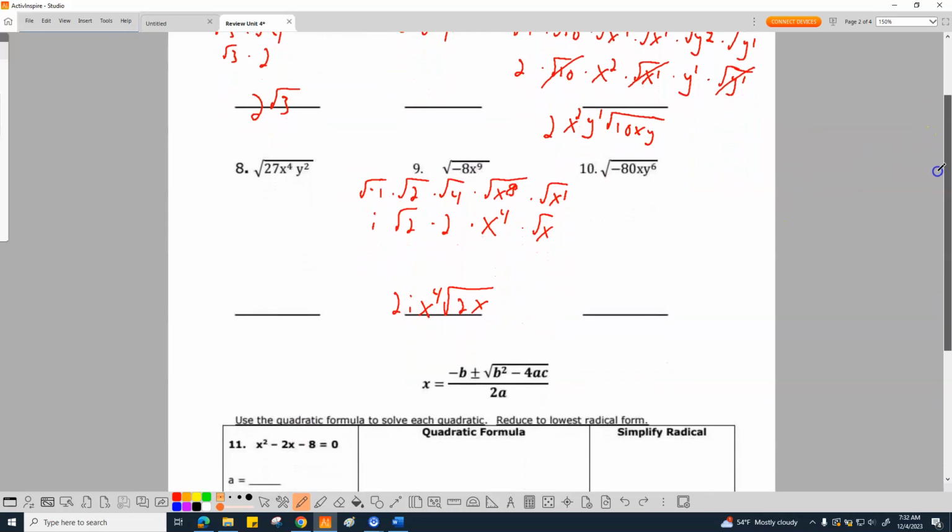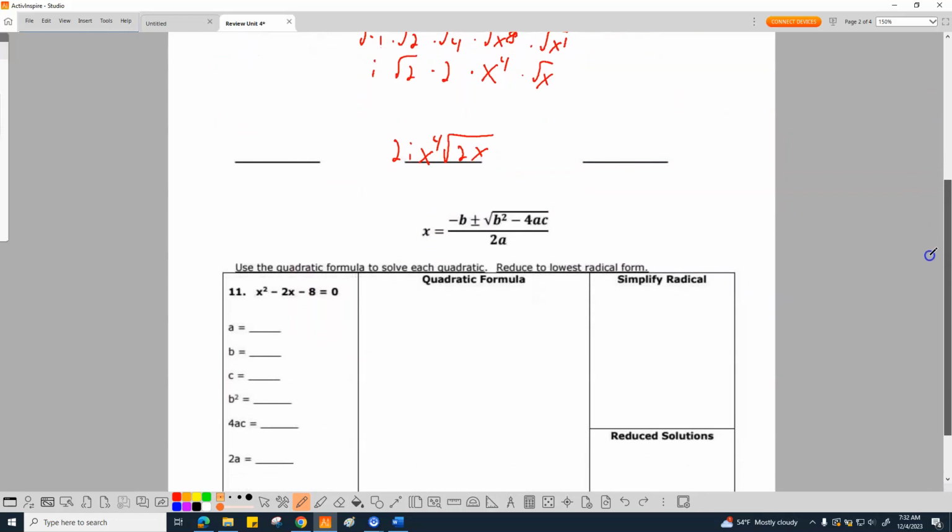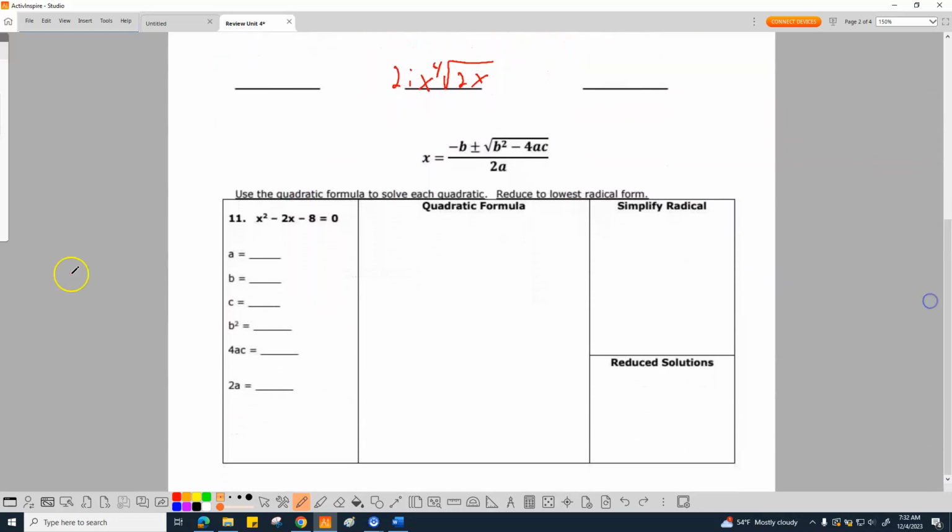Using those as guides. Quadratic formula. Here we go. I'm going to actually push pause on this one and start another video.